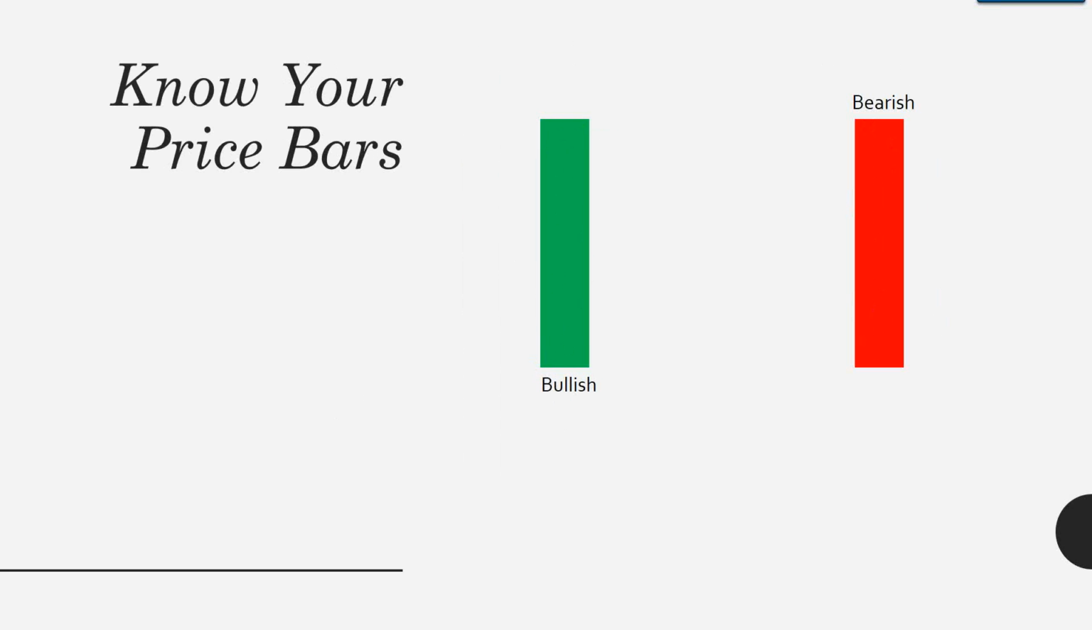But the significance of this is very simple. If you're looking at the bullish candlestick, the close will always be greater than the open. On a bearish candlestick, the close will always be less than the open, okay? This is what makes it bearish. This is what makes it bullish, okay?